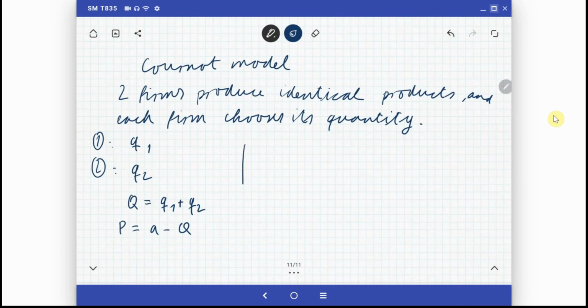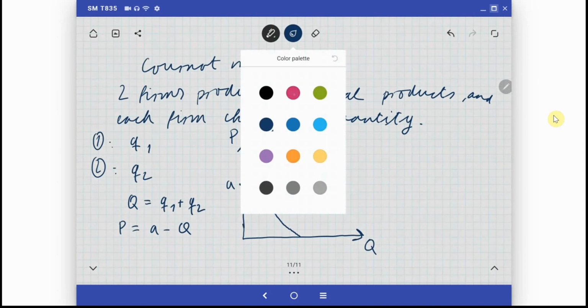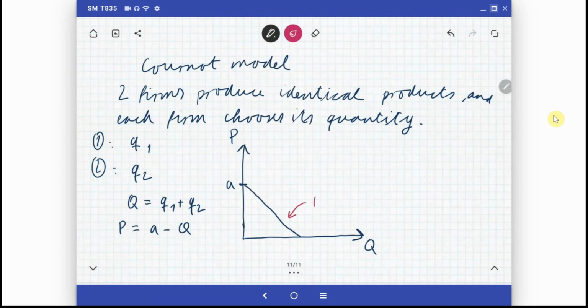So let's plot it right here. So this is our demand function. We have Q, the total quantity, and then we have P. And we have here A, and then we have this demand function. So we can write that P is equal to A minus Q. So every time we go 1 to the side, then we go 1 down, which means that we actually also have A over here.